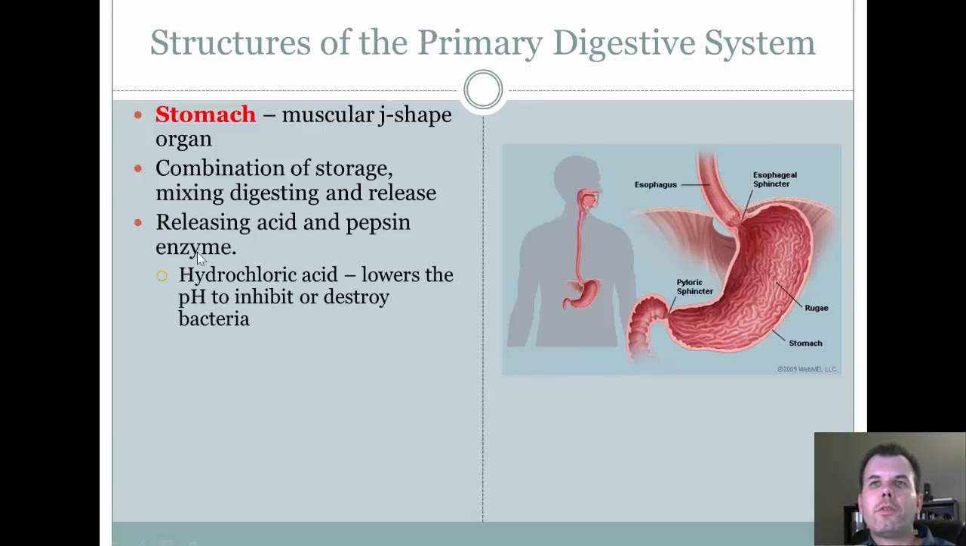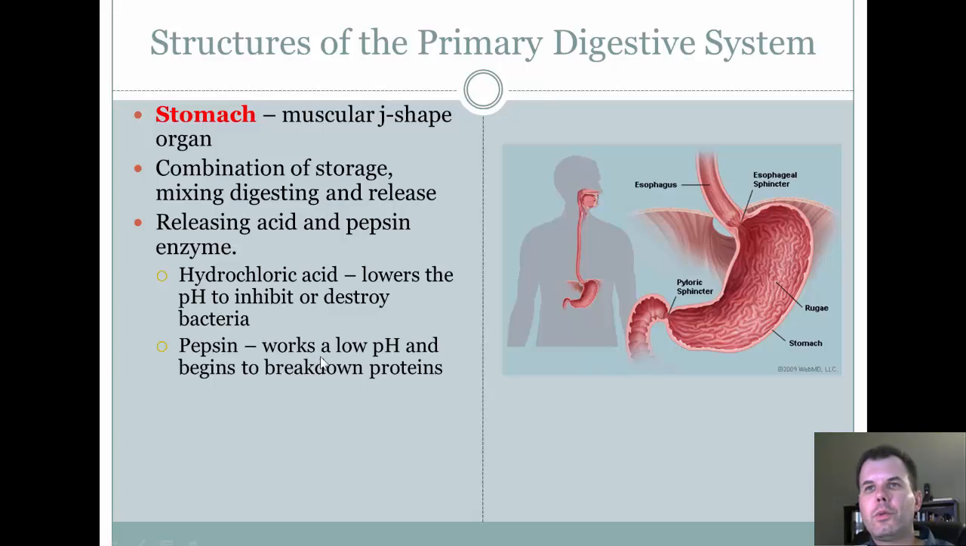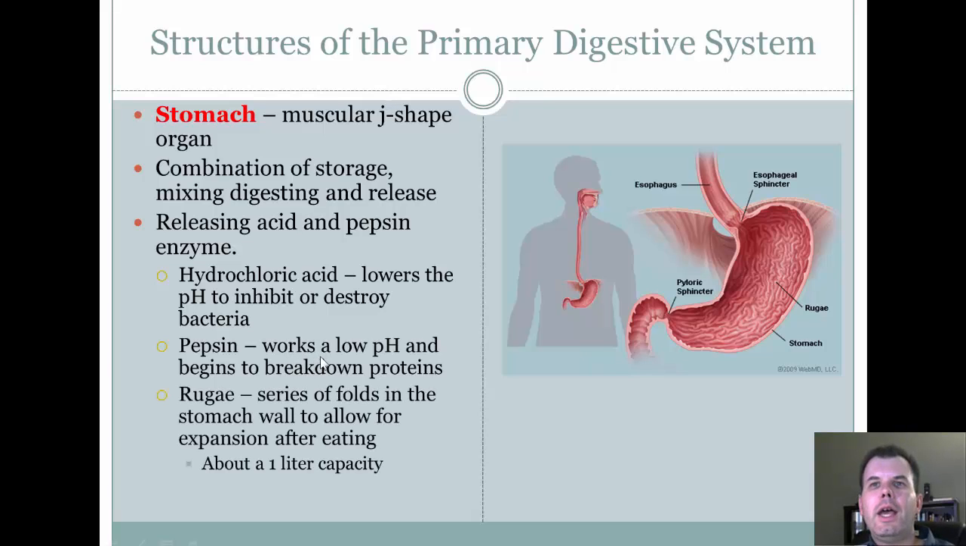So what is responsible? The stomach releases acid and the enzyme pepsin. The hydrochloric acid lowers the pH, and the reason why it does that is to inhibit and destroy bacteria that you may have swallowed when you've eaten that food that you've cooked. Okay. The pepsin is the enzyme that works at very low pH and works at digesting the proteins and breaking those down. And like I said, these rugae, you can see all these folds, are a series of folds that allow for expansion of the stomach.